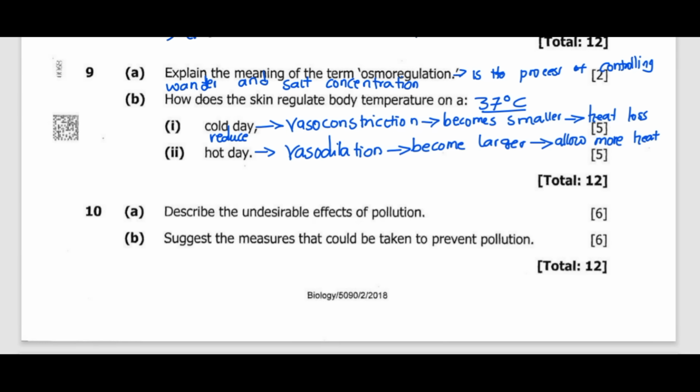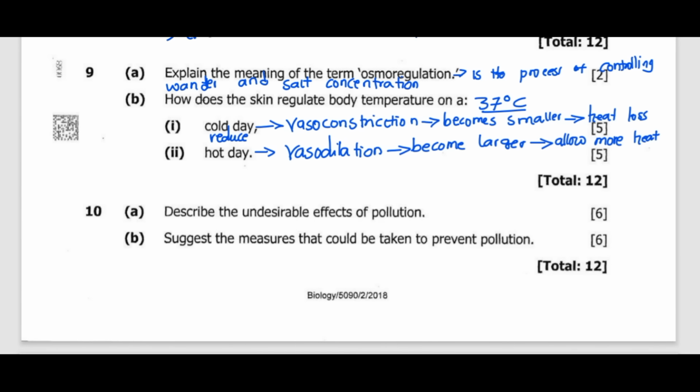And if enzymes are denatured, then we know that life will not be possible. So these two changes, vasoconstriction and vasodilation, are there to make sure that the temperature stays normal. So if you look at a cold day, we said there will be vasoconstriction.